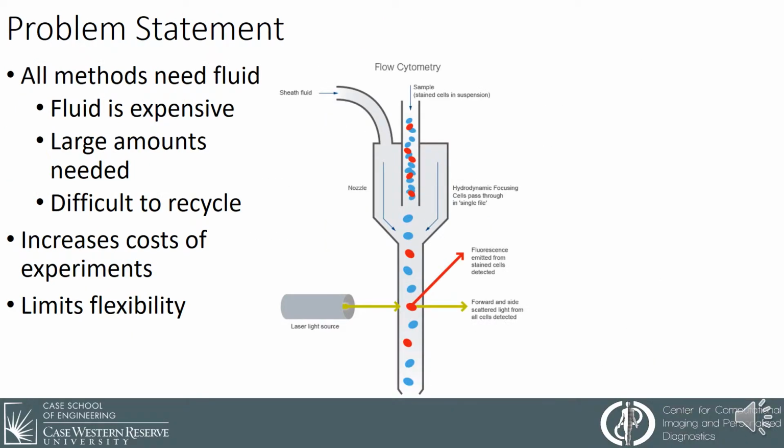Now, the problem with the use of a sheathing fluid is that the fluid itself is relatively expensive, particularly for the amount needed to perform the process. A large amount is needed for a relatively small amount of samples, and the fluid is almost impossible to recycle without expensive equipment, and thus is usually not worth doing.